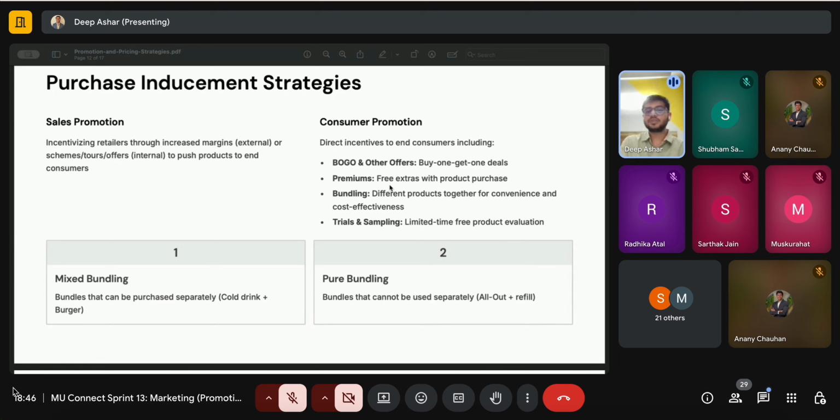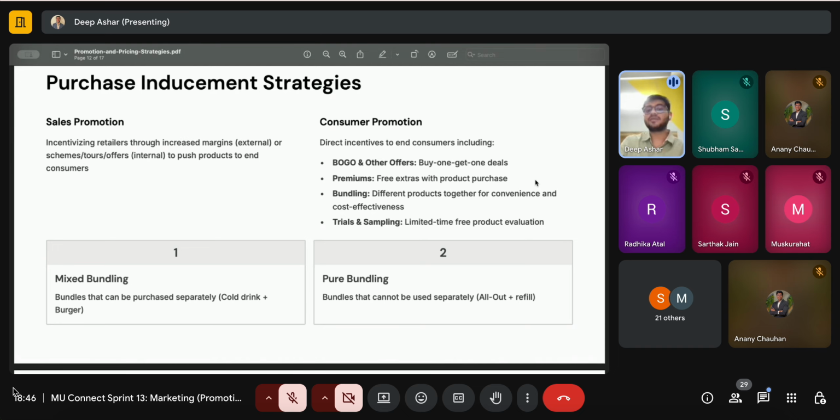When we say consumer promotion, this is to directly push consumers to buy your particular product. In this there are four to five strategies that are used. First, basically, how can we give a discount? So discounting is the first and the easiest way that brands use. And in discounts also, the most common one is buy one, get one. Usually in the industry, it's known as BOGO offers. So buy one, get one free.